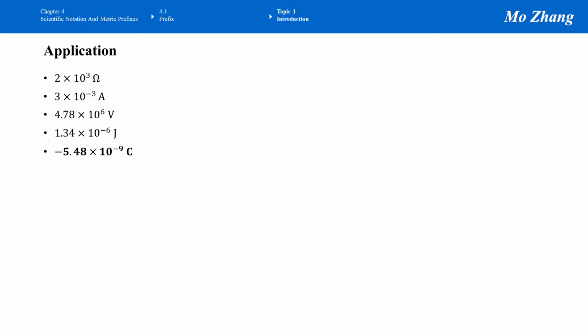And then the last number, negative 5.48 times 10 to the power negative 9 coulomb. The 10 to the power negative 9 can be replaced by n, where n is nano. So this number can be expressed as negative 5.48 nanocoulomb.